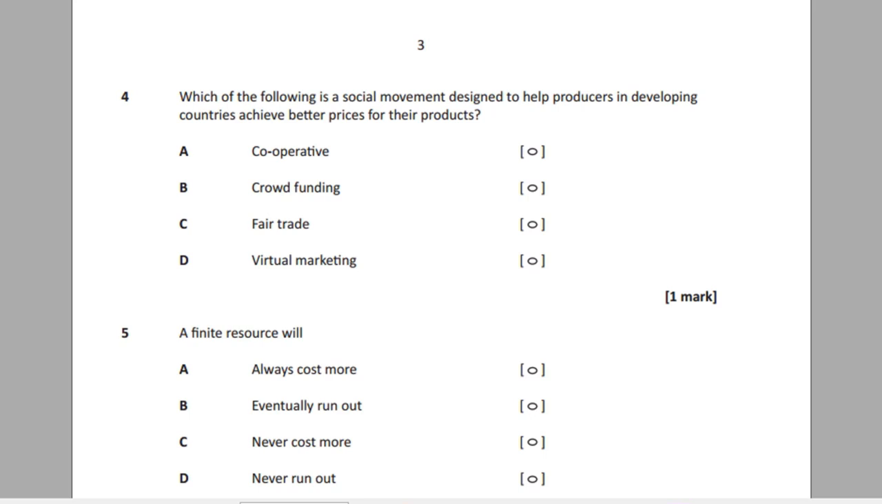Fair trading refers to producers in third world countries being able to get a fair price for their goods and services. So that seems more than likely to be the answer. So we'll click that, but then we'll still go through virtual marketing.